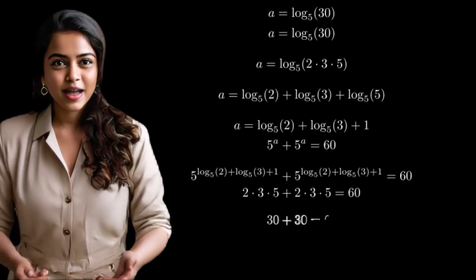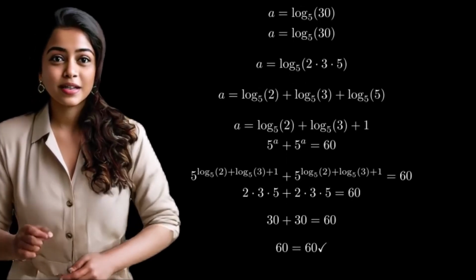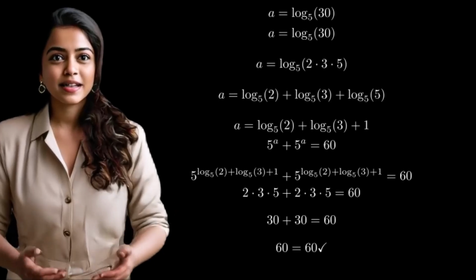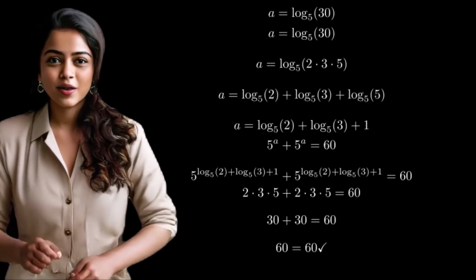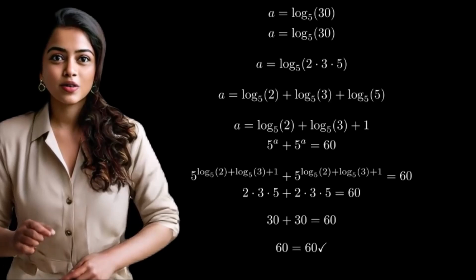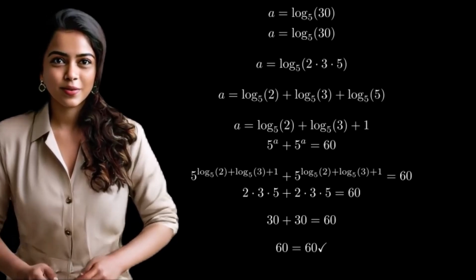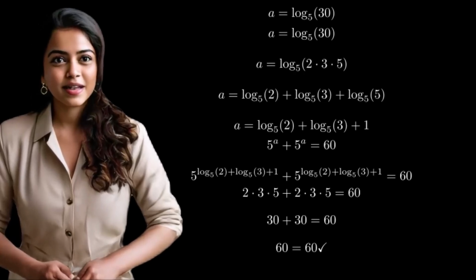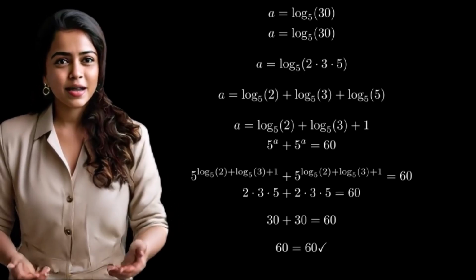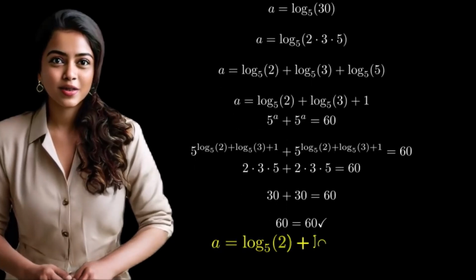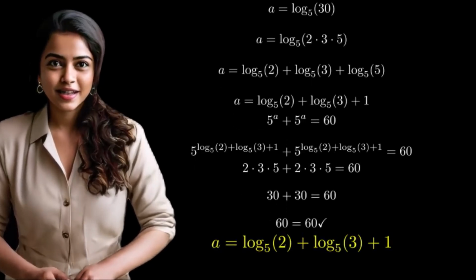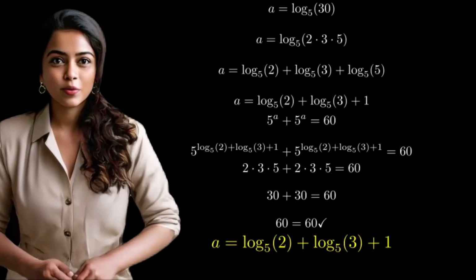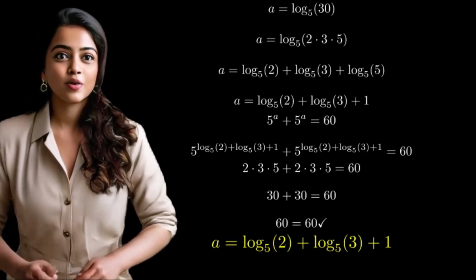Using the properties of exponents, 5 to the power of log base 5 of 2 equals 2, and 5 to the power of log base 5 of 3 equals 3. 5 to the power of 1 is just 5. So this simplifies to 2 times 3 times 5 plus 2 times 3 times 5, which equals 30 plus 30, or 60. Therefore, we have verified that a equals log base 5 of 2 plus log base 5 of 3 plus 1 is the correct solution to our equation.